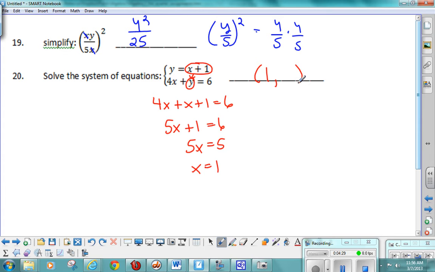I have to figure out what the y value is. So take that 1, plug it back in to one of the two original equations. So I'm going to go back into the first one and say y is equal to 1 plus 1. So y equals 2.